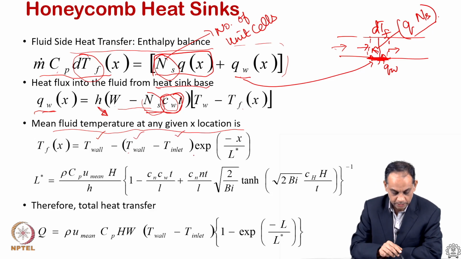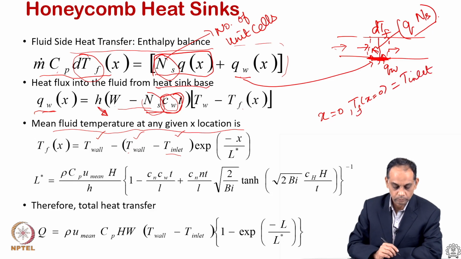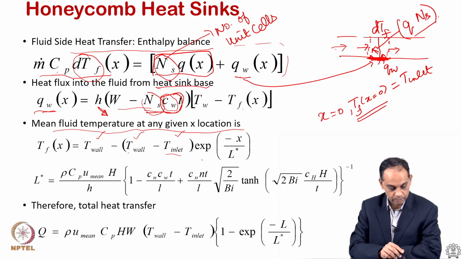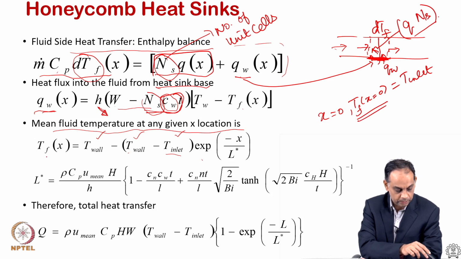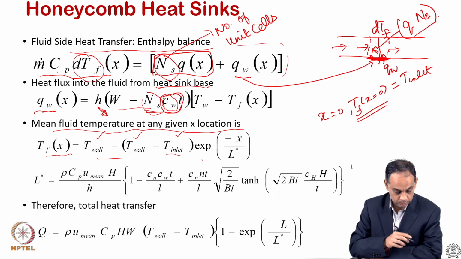What is this expression? Where did T inlet come from? At x equal to 0, the temperature of the fluid is T inlet. So, using that as the boundary condition, we obtain the solution for Tf as this. You get the local fluid temperature as this, and you can see that you are getting an exponential dependence, which is expected for any isothermal wall case.